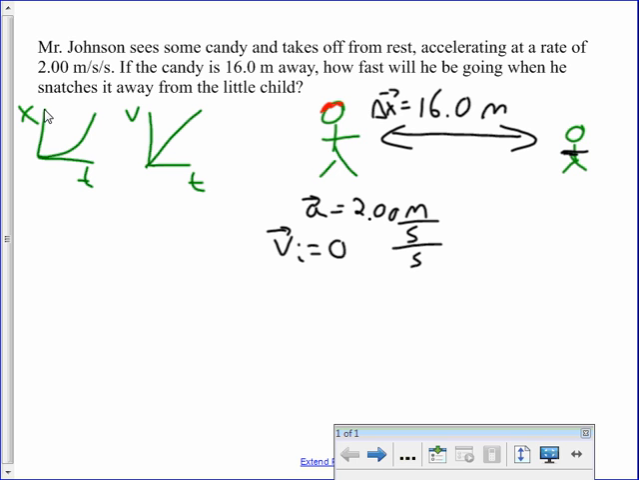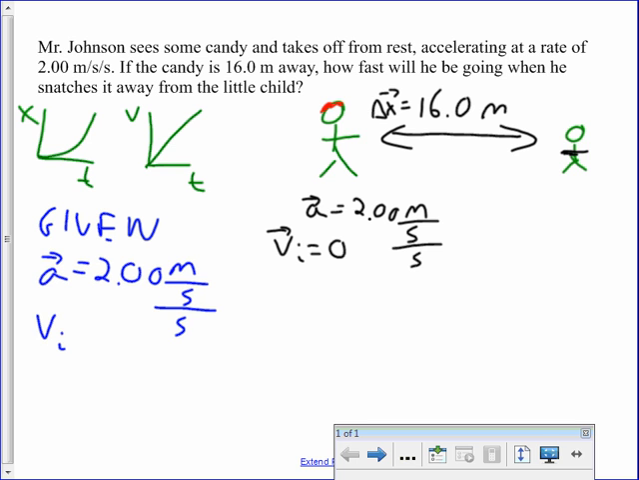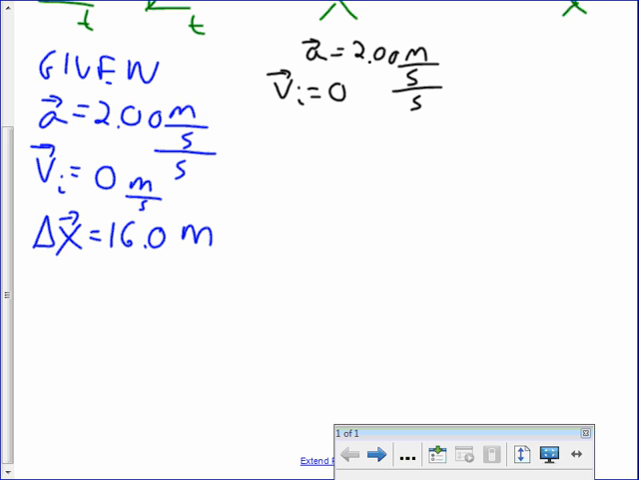Because we need to figure out our givens, we have them right there, but just to be clear, we know my acceleration is equal to 2.00 meters per second squared. I know my initial velocity is equal to 0 meters per second. And I know my delta x is going to be equal to 16.0 meters. I'm trying to find how fast I'm going, so that's going to be Vf.